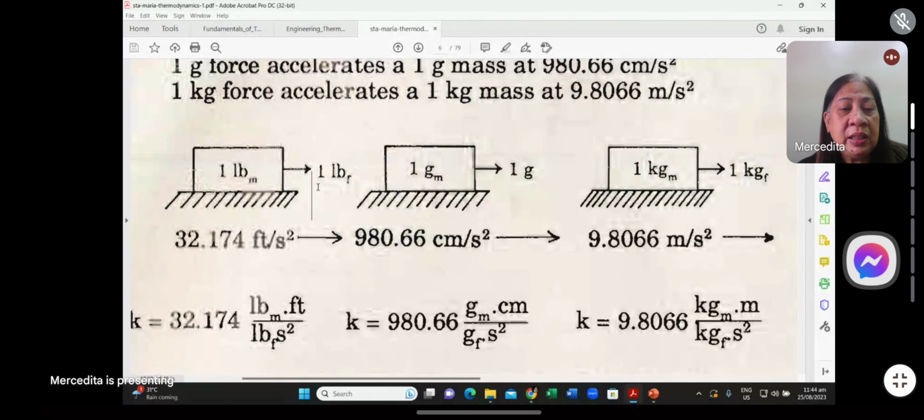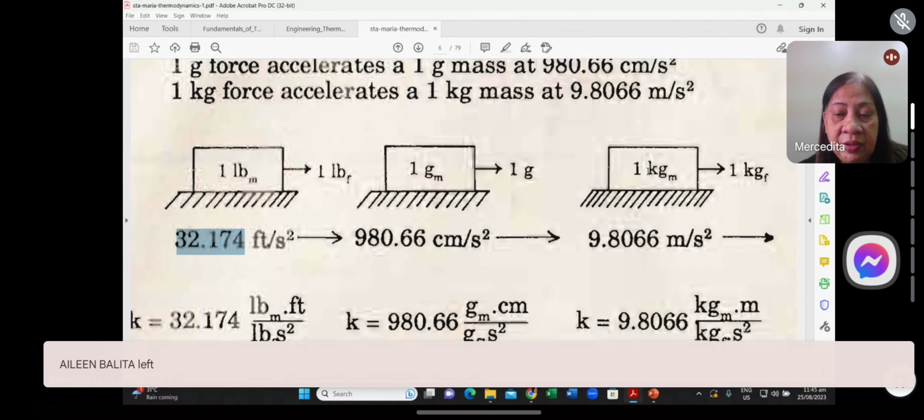Okay? The resulting acceleration niya is hindi sa 1. Hindi 1. Merong value which is 32.174. Ganon din sa CGS. This is gram mass and this is gram force. For SI, this is kilogram mass and this is kilogram force. Pag pareho sila ng term, ang K natin or yung tinatawag natin na conversion factor ay hindi equal sa 1. Kung hindi, meron tayong value.